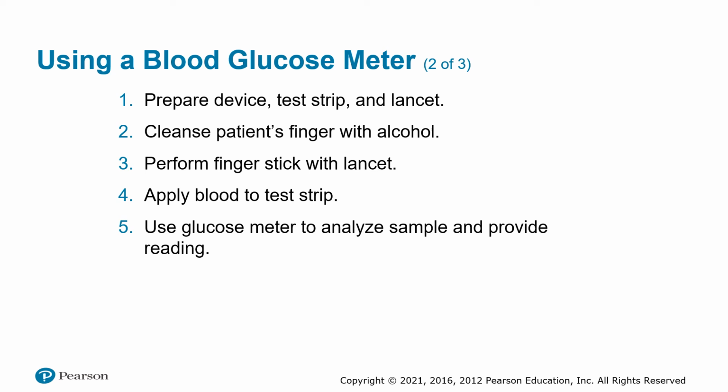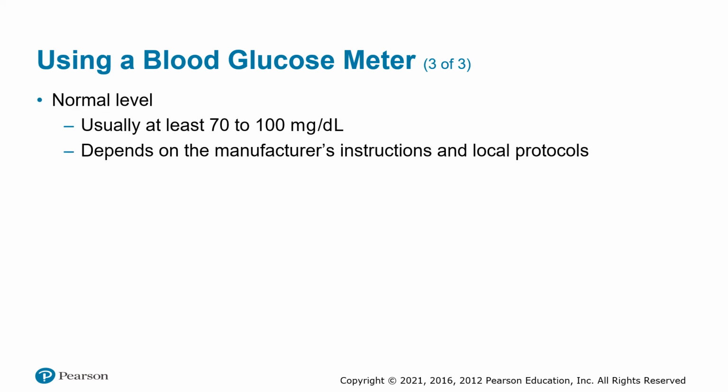You're going to prepare the device, test strip, and lancet. Cleanse the patient's finger with alcohol. Perform a finger stick with the lancet. Apply blood to the test strip and use the glucose meter to analyze the sample and provide a reading. Normal levels are usually 70 to 100 or 60 to 100. Anything below 60, we're going to start treating. Anything above 100, I don't necessarily treat until it gets to a point where I need to.